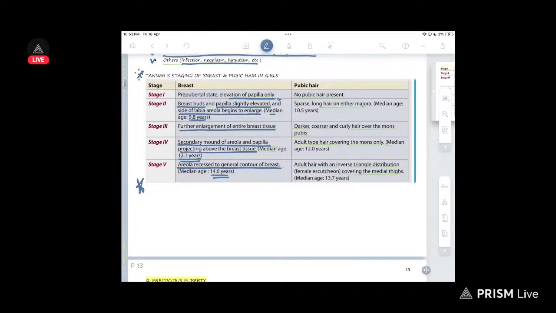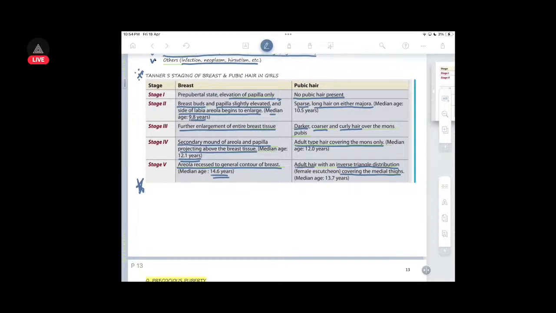And then pubic hair. In the first stage, no pubic hair will be present. In the second stage, you'll have sparse long hair on either side of the labia majora around 10 years. In the third stage, you'll have darker, coarser and curly hair. Then the fourth stage is adult type hair covering the mons only. And finally you have adult hair with inverse triangle distribution covering the medial thighs also.